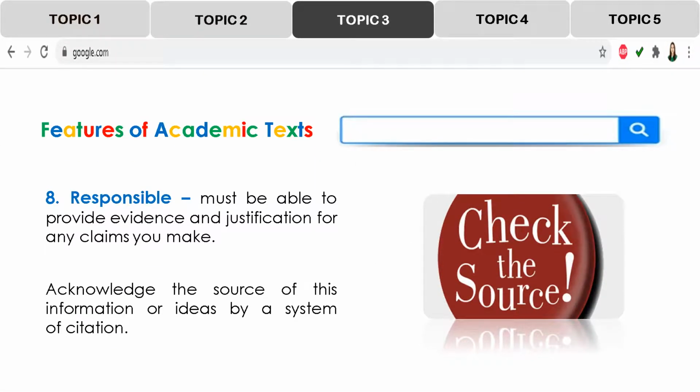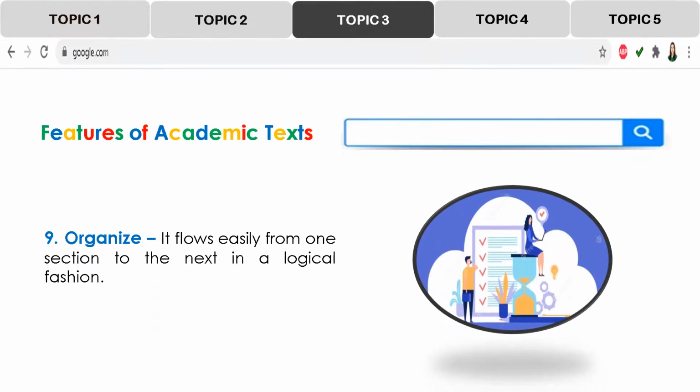Responsibility is defined as being able to provide evidence and justification for any claims you make. This is the eighth feature of academic text. Acknowledge the source of the information or ideas by a system of citation. That is your responsibility as a writer of an academic text. Lastly is organized. Academic text must be organized. The information must flow easily from one section to the next in a logical fashion.